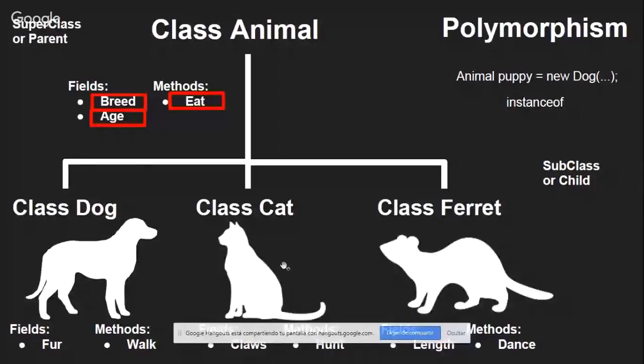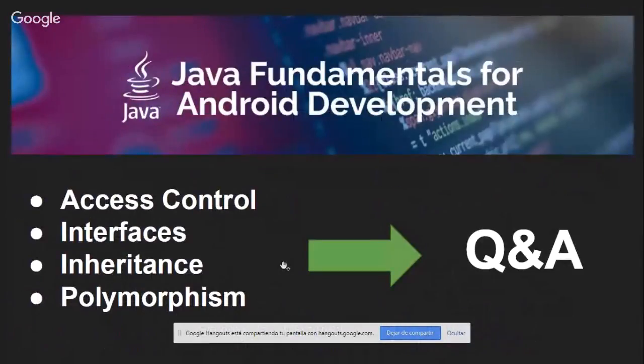First I'm going to share my screen with you, and we are going to talk about the topics for about 25 minutes, and the questions will be at 30 minutes. So if you have questions, leave them there. Okay, the topics that we review on Lesson 2 were access control, interfaces, inheritance, and polymorphism.